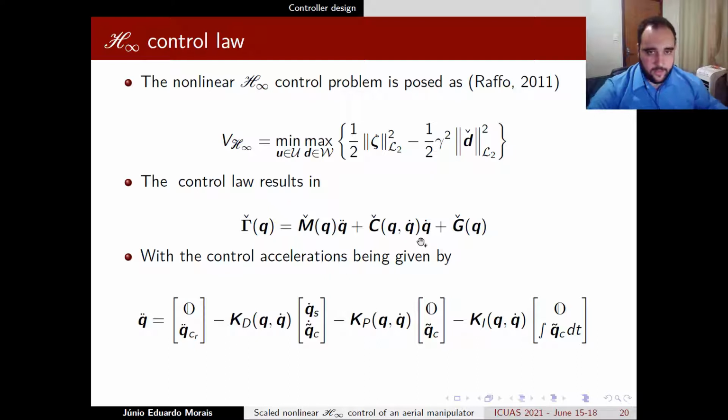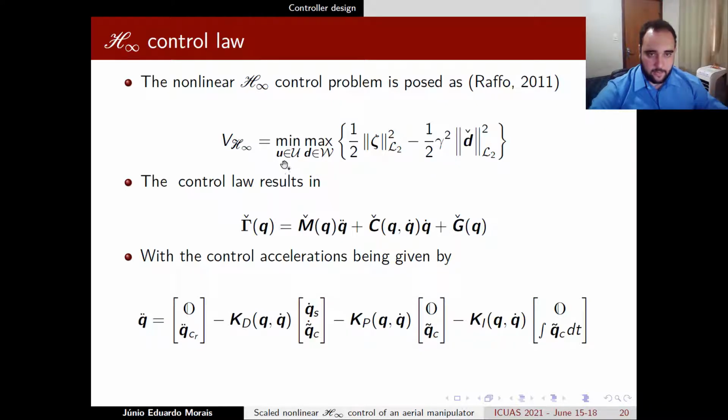Now, we can define the nonlinear H-infinity control problem by using differential game theory, in which we have two players. The first one tries to minimize the control effort applied to the system, and the second one tries to maximize the disturbances that can be applied to the system without making it unstable.